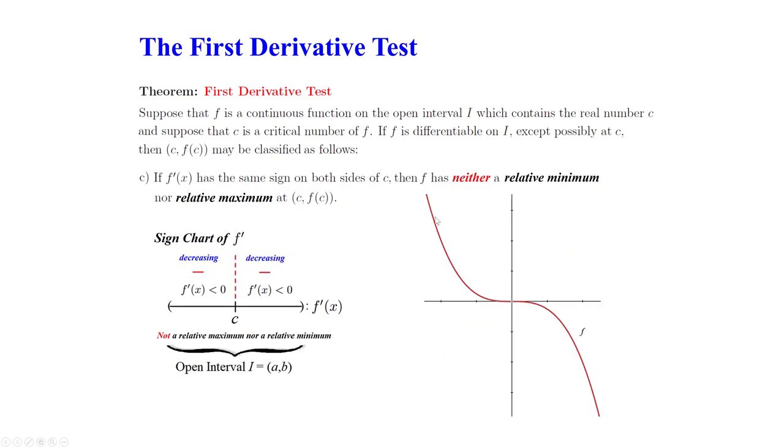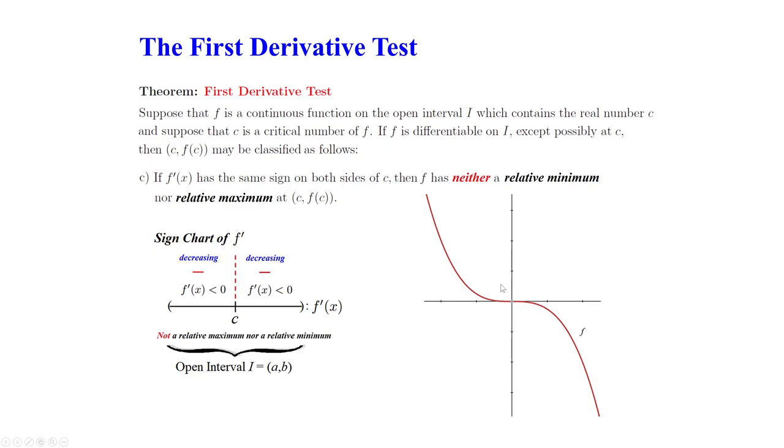I'm just giving a simple example to illustrate this other case. You could think of minus x cubed as the function, decreasing on the left of my critical point 0, illustrated by a negative in the sign chart, again continuing to decrease on the right, illustrated by a negative in the sign chart. So we don't have a min or a max at this critical point c.